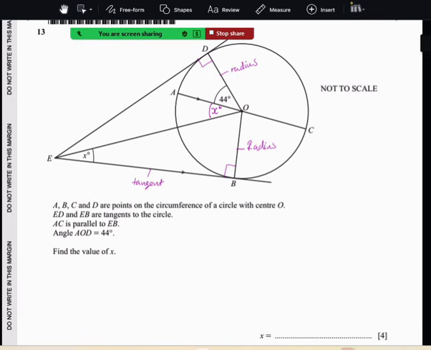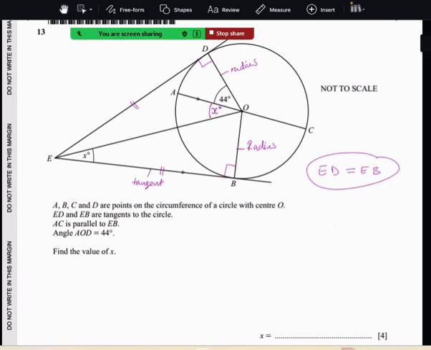Right. There is also a theorem which says if tangents are drawn to a circle from the same point, like in this case, these lines must be equal. That makes sense? These two must be equal. ED and EB, the tangents. Yes, the tangents must be equal. ED is equal to EB. Yes, those must be equal.